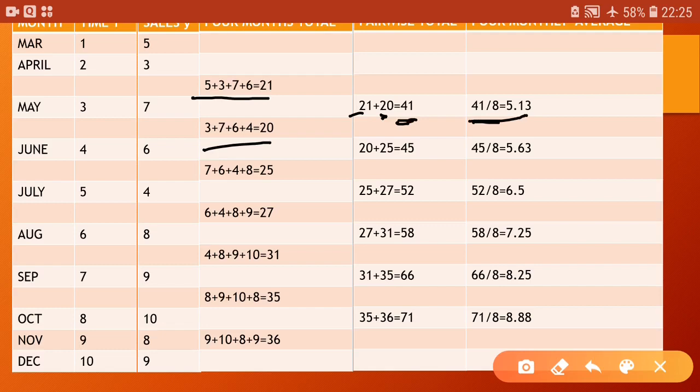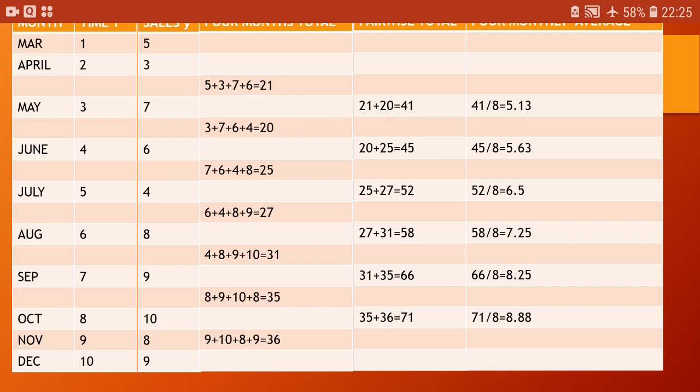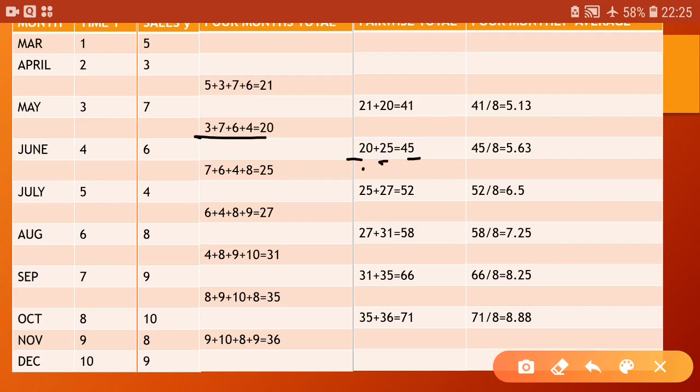Got my point? See, listen again. For example, I am taking this total 45. Now what 45 is? 45 is total of 20 and 25. This 20 is total of 4 years. Okay, see, this 20 is total of 4 years. This 25 is total of again 4 years. So this 45 is total of 4 years plus 4 years, that is total of 8 years.